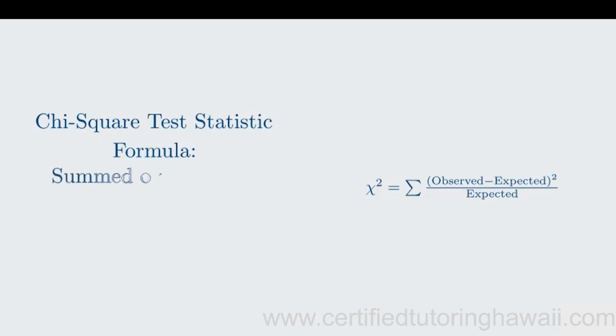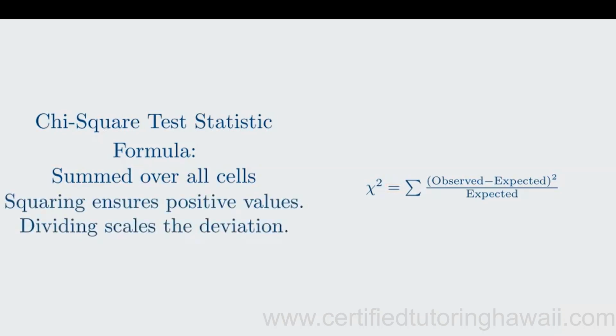Once we have our expected counts, we can calculate how much our observed data deviates from what we expected. This is the chi-square test statistic. The formula for the chi-square statistic looks like this. Chi squared equals the sum of the quantity observed minus expected squared, all divided by expected. We calculate this specific value for every cell in our table and add them all together. Squaring the difference ensures that positive and negative deviations don't cancel each other out, and dividing by the expected value scales the difference relative to the size of the group.